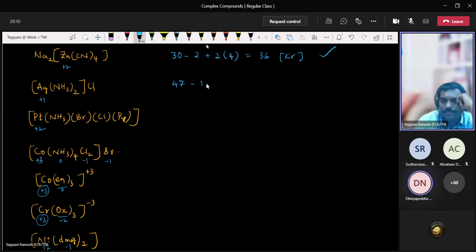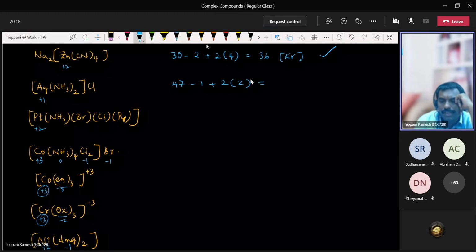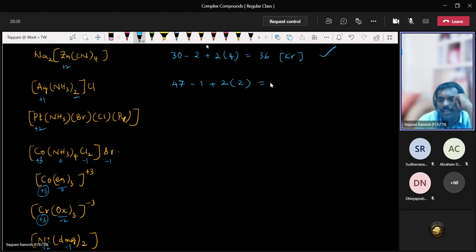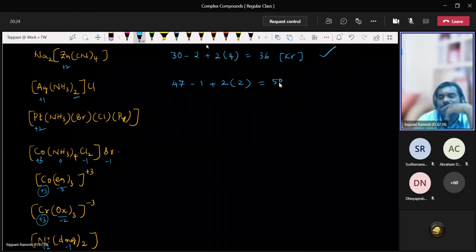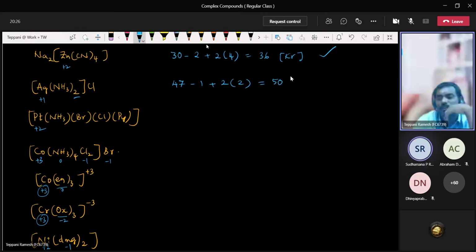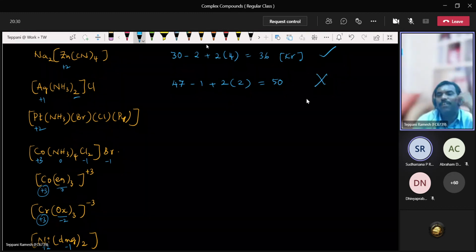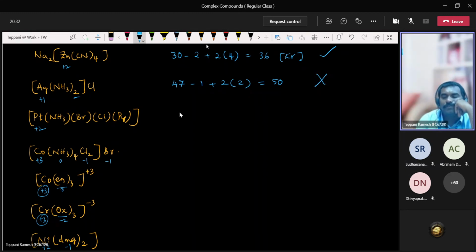1 plus 2 into 2 into 2. 0, no? 2 into 2, coordination number 2. Answer 50, sir. Matching with which noble gas? No matching, sir. Not matching. Not stable. It has not followed this rule. Less stable or unstable according to the EAN rule or Sidgwick rule.